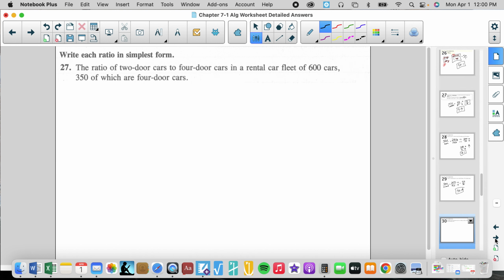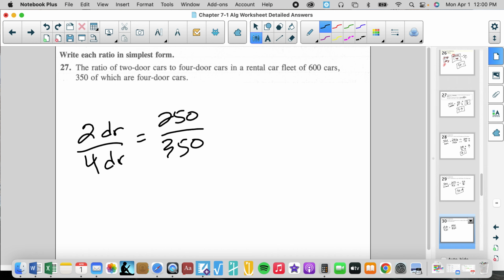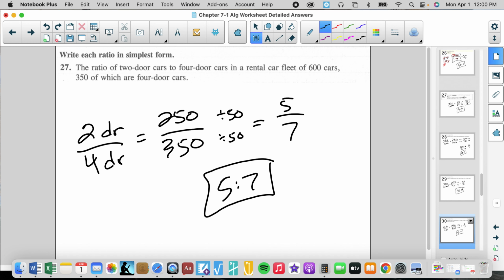The ratio of two-door cars to four-door cars in a rental car fleet of 600 cars, 250, which are four doors. So two-door to four-door, and there are 350 four-door, and so there are 250 two-door. We can reduce that by 50. And how many 50 cents are in $2.50? That would be 5 and 7. So 5 to 7 ratio. 5 to 7 is correct.